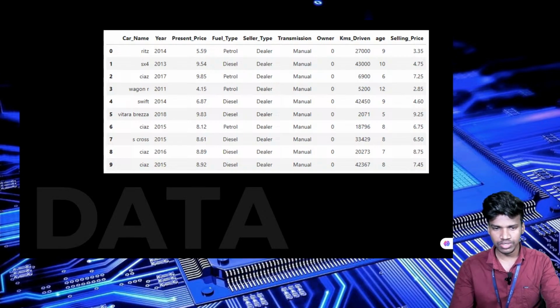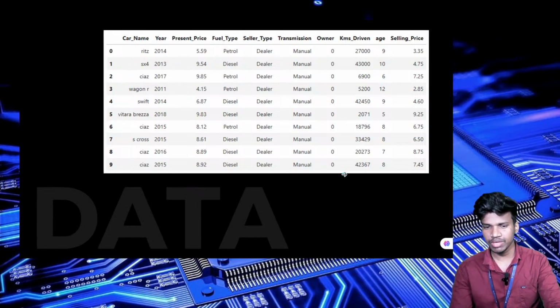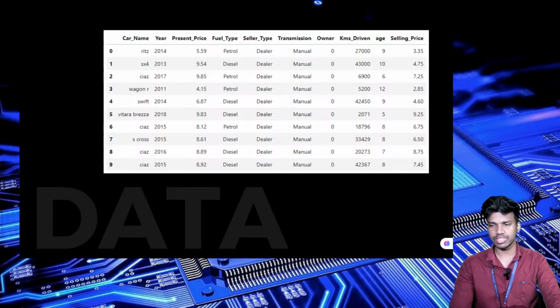So next one, this is an example data. Just an example. In the car data, we have the car name and year, the present price and the fuel type. Then the seller type, dealer or direct owner, and transmission, manual or automatic. How many owners, kilometers driven, and the age, meaning how many years ago the car or bike was bought, and the selling price. So everything is there. This is just an example for data.